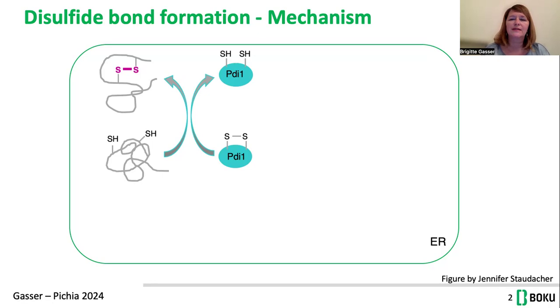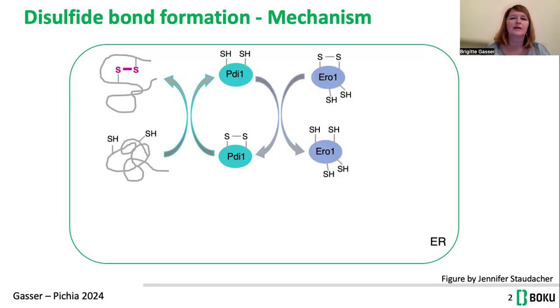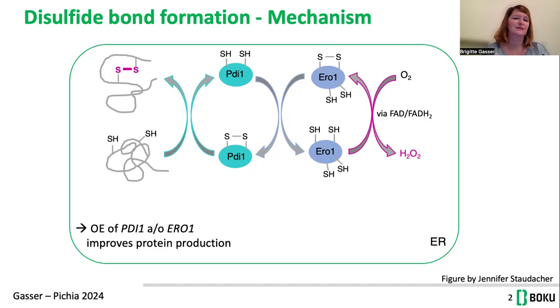To act as an oxidase, PDI needs to be reoxidized through the action of ERO1, ER oxidase. And finally, the electrons are transferred to molecular oxygen as terminal electron acceptor, thereby producing hydrogen peroxide. Many of us have already overexpressed either PDI and/or ERO and shown that this improves protein production. However, not much else is known about the oxidative folding machinery in Komagataella or Pichia.